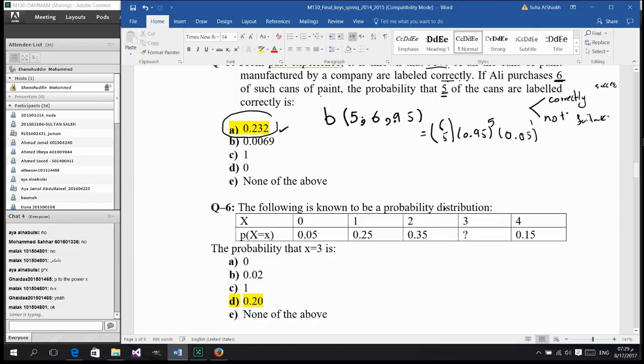The following is known to be the probability distribution. It's a probability distribution table. X and P(x). P(x) is nothing but f(x). All of the values are there, and only one of them is unknown here. They are asking me to find this unknown value. What do you think? How can I do that?